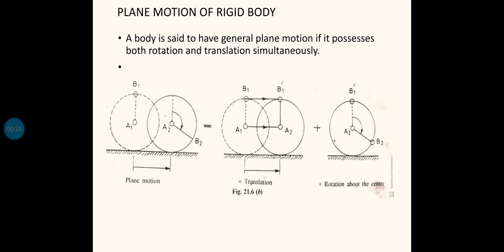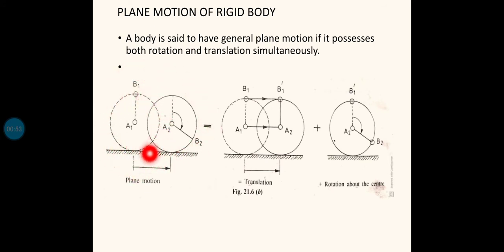In this motion, both rotary motion as well as translatory motion come together, or we can say general plane motion is a combination of both rotation as well as translation. A body is said to have general plane motion if it possesses both rotation and translation simultaneously. You can see an example shown here. See, this is the example for the general plane motion.